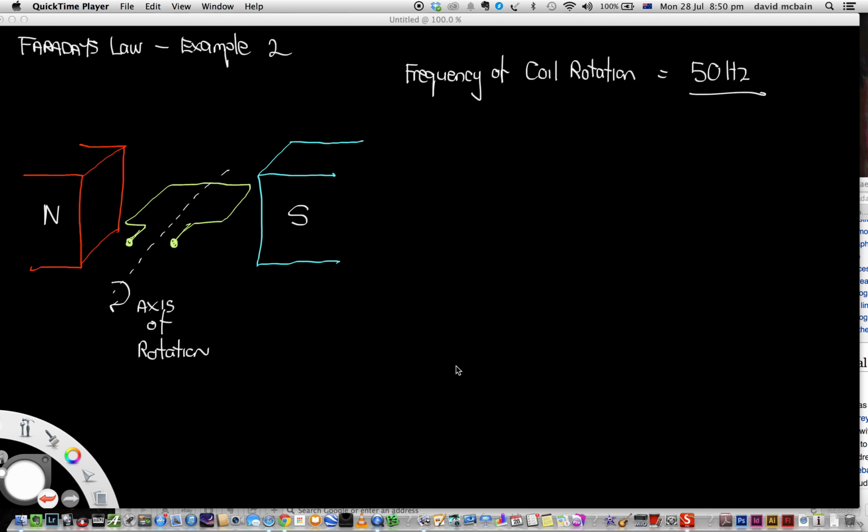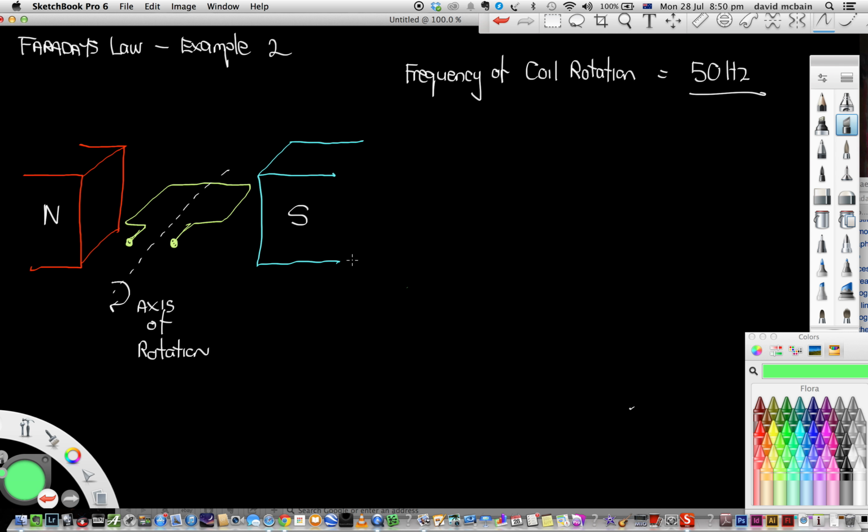Okay, this is our second example of a Faraday's law calculation. Now in this situation, we've got a coil, but it's not a single loop of wire. We've got a coil that is actually going around and around and around multiple times. In fact, there are, in total, 200 turns of wire. So a loop has 200 turns.